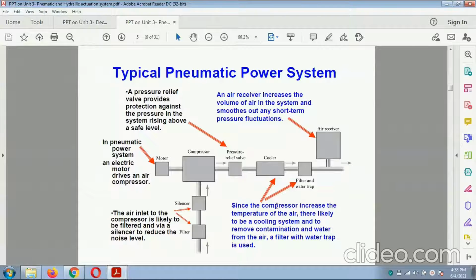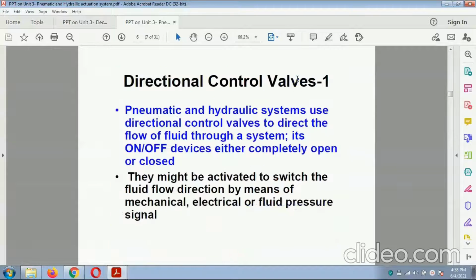The cooler and filter water. Since the compressor increases the temperature of the air, there is likely to be a cooling system, and to remove the contaminants and water from the air, a filter with water trap is used. And after that there is an air receiver. The air receiver increases the volume of the air in the system and smooths out the short-time pressure fluctuation. So this is a typical pneumatic power system.